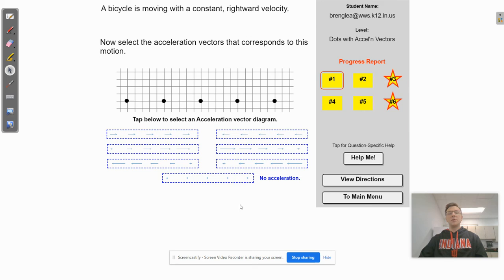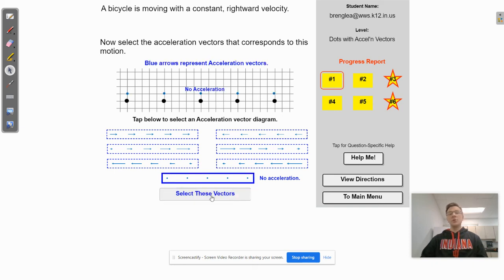And then for acceleration, remember the definition of acceleration is change in velocity over some period of time. And if the object has a constant velocity, it is not changing its velocity, therefore there is no acceleration, and we would pick this one here. We didn't have an example like this where we went over the velocity vectors, but for this one, if you were choosing velocity vectors, you would be looking for arrows that are all the same length pointed to the right.